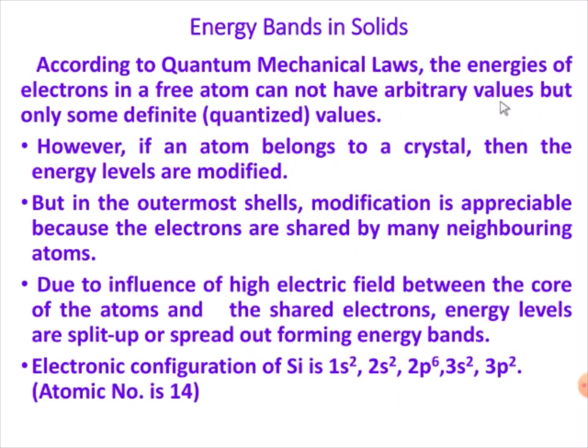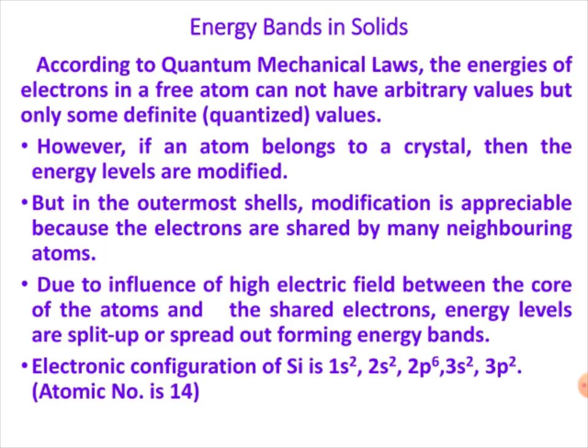Now next, let's try to know about the energy band in solids. According to Bohr's theory, atomic spectra and the concept of electronic configuration, the electrons in an isolated atom have certain definite discrete amounts of energy corresponding to different shells and subshells. It means there are well-defined energy levels of electrons in an isolated atom.